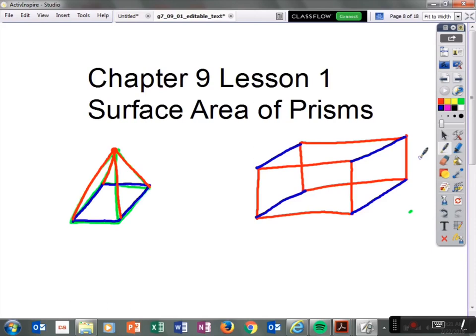Now, you can technically not only have a rectangular prism, you can also have a square prism, where your length and width are the same, but the height is longer. Yes?